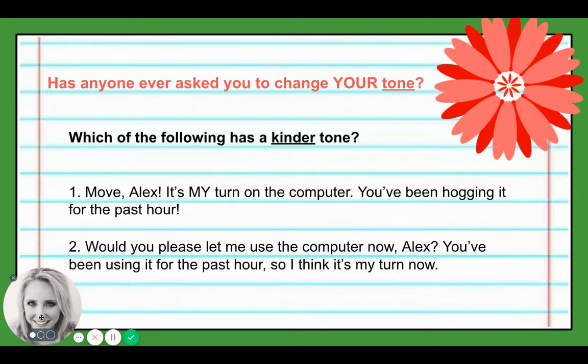I mean, if we look at the sentences, they are saying pretty much the same thing. There's a few word choices that change the tone, however. I want you to think about it.